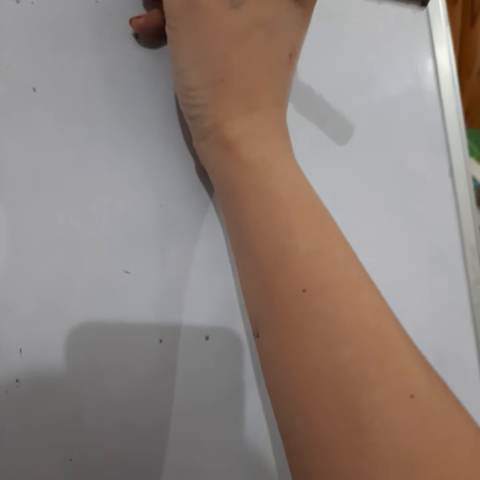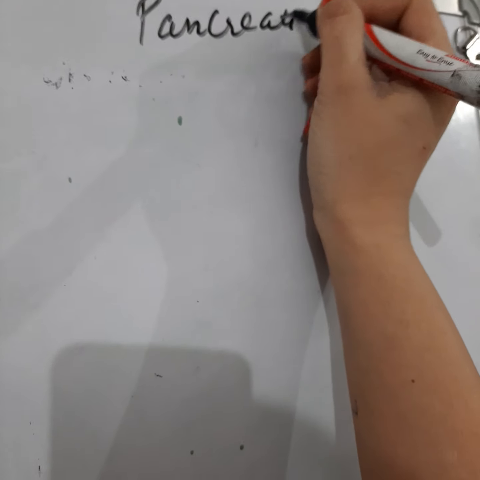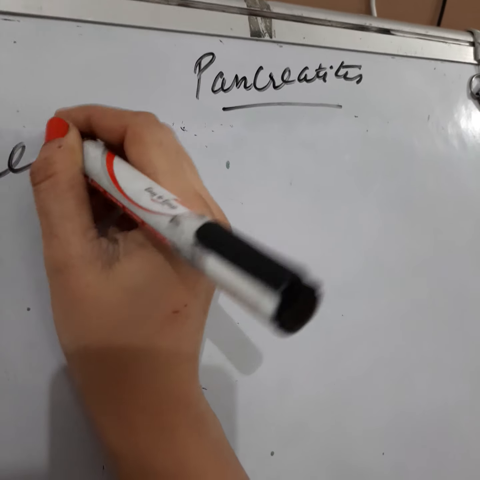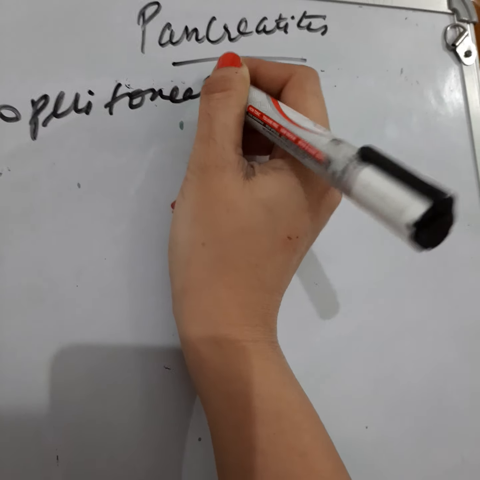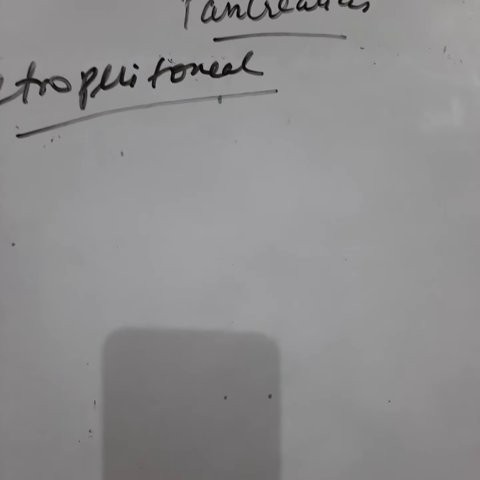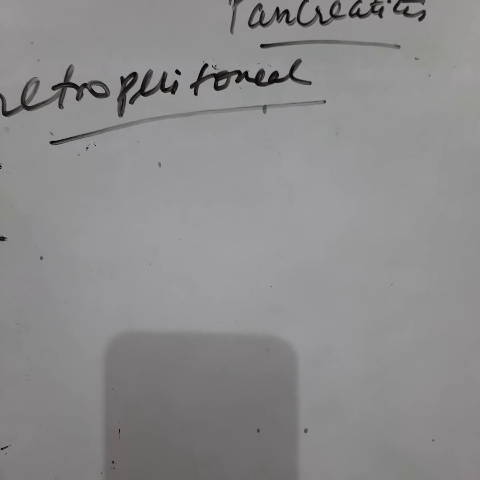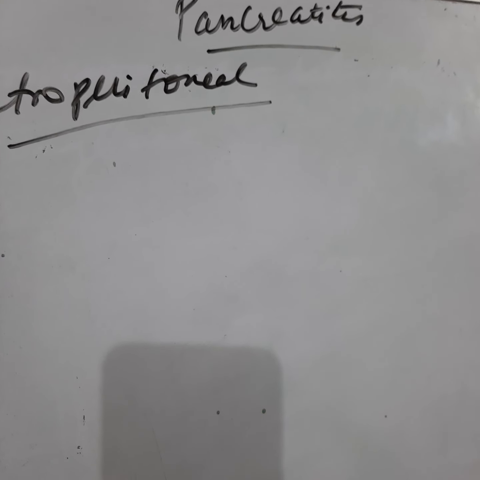Hello everyone, in this video we will discuss more about pancreatitis. As we know, the pancreas is a gland which is retroperitoneal, meaning it lies behind the peritoneum. So pancreatitis is the inflammation of the pancreas, which is characterized by abdominal pain.